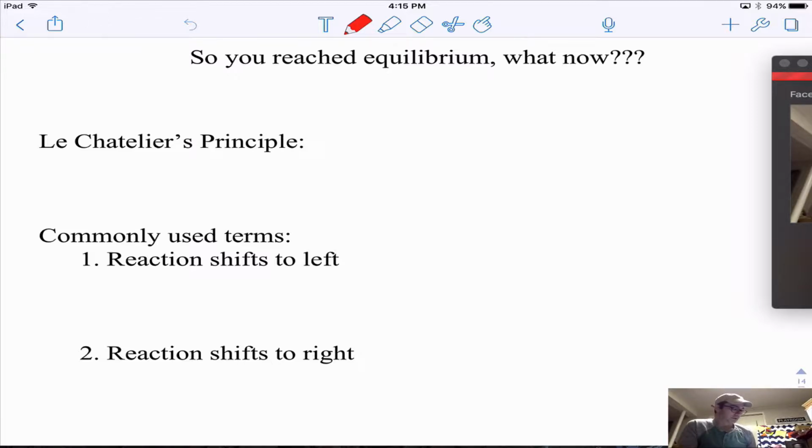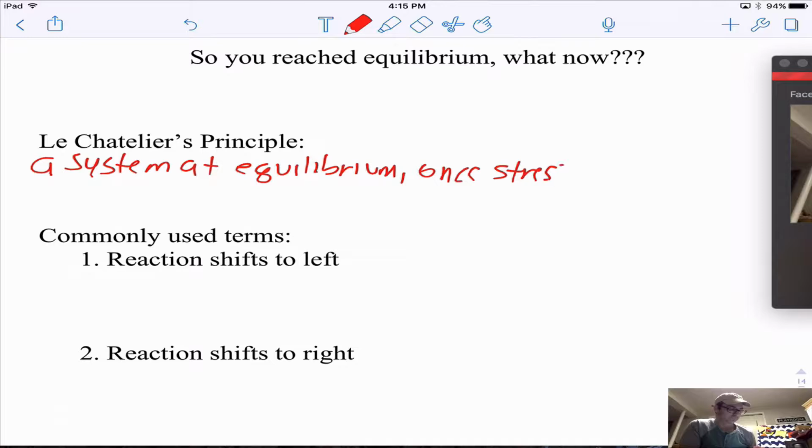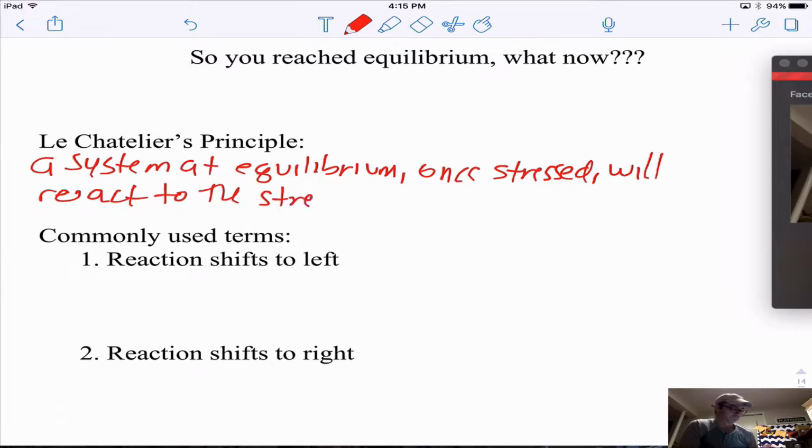It says, a system at equilibrium, once stressed, will react to that stress to reestablish equilibrium.